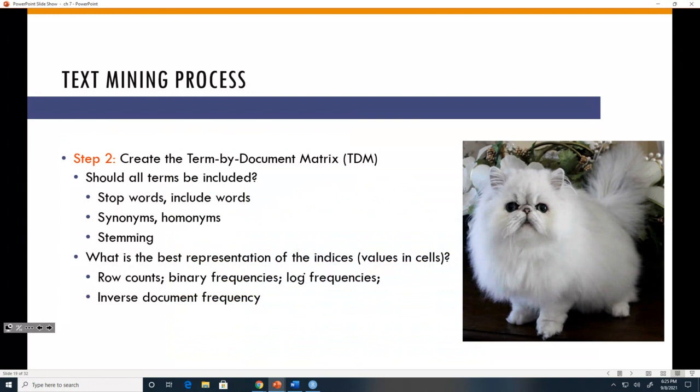To create the term document matrix, we need to determine if all the terms should be included. For example, we probably won't include words like of and the, so we remove all the stop words. We also need to outline synonyms, homonyms, and stems, and then determine the best representation of the indices. How do we represent those values in the cells? Is it just counts, or do we have to manipulate it somehow? Inverse document frequency. I don't think we do that in this assignment.